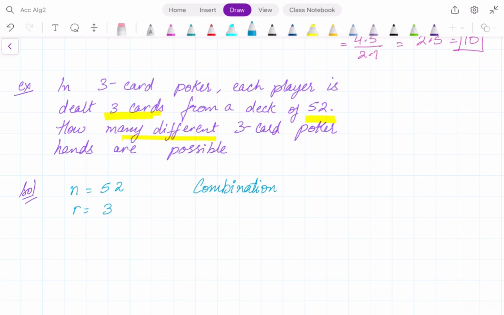So 52C3, or nCr. n is 52 and r is 3 in this case. So you need to be very, very careful which case is the permutation case and which is the combination case. So 52C3, again, 3 factorial is inbuilt in 52. And same as 49 is also inbuilt in 52 factorial. So we will try to eliminate 49 factorial first.